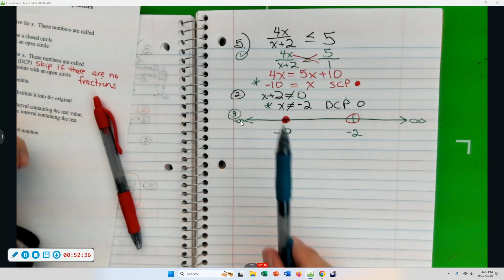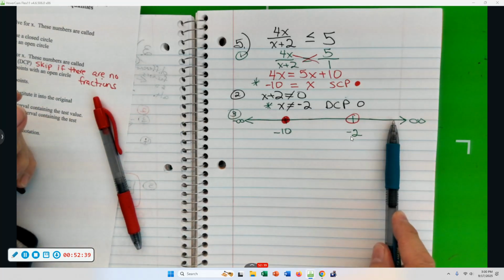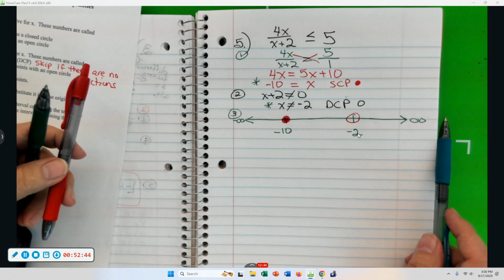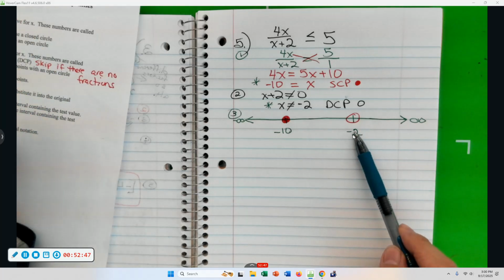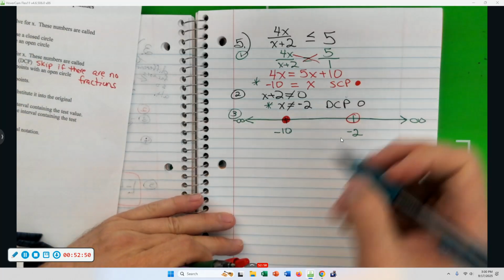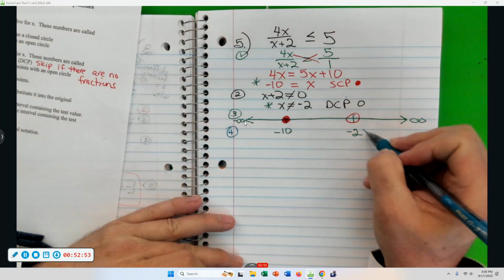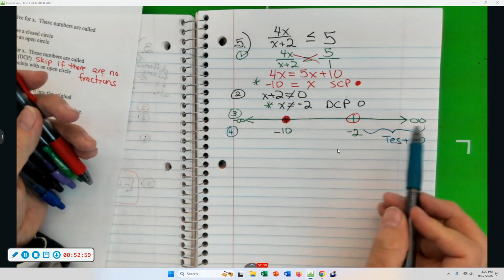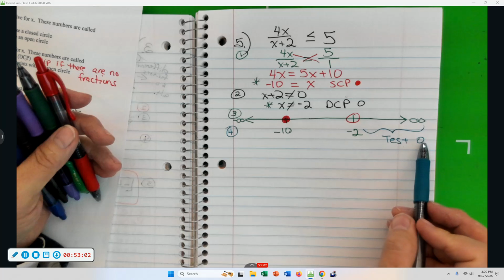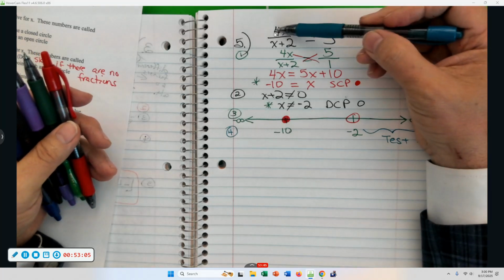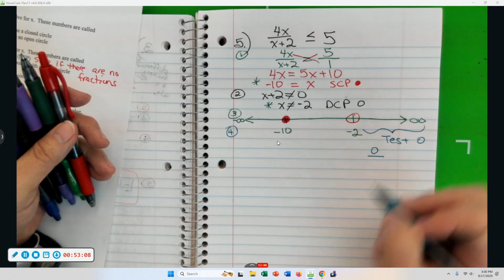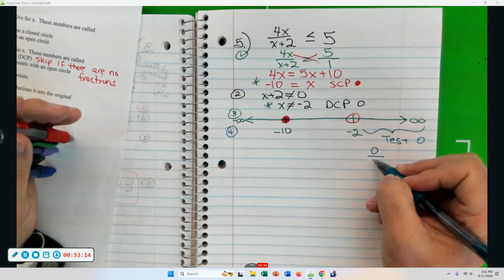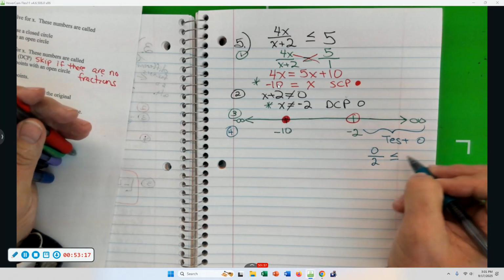Which interval contains 0? Interval 1, 2, or 3? Interval 3. 0 is bigger than -2. You could think of it as being between -2 and positive infinity. See, it can't be between 2 negatives, and over here it can't be between 2 negatives. So which endpoint has a negative and a positive? That's where 0 is. So plugging in 0. We're going to get 4 times 0 is 0 all over 0 plus 2 is 2, less than or equal to 5.